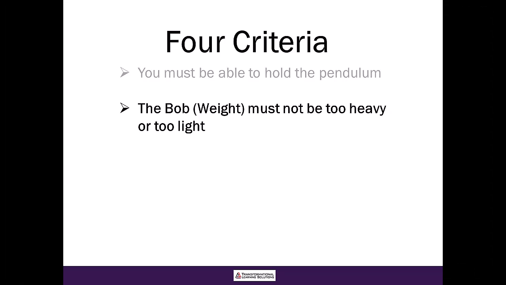The second criteria is it can't be too heavy or too light. If you use something that's too heavy, you will find it very difficult to hold comfortably. On the other hand, if you use something really light, like a paper clip, there won't be enough weight pulling down on the chain or the cord or the piece of string to get the kind of movement that you need.